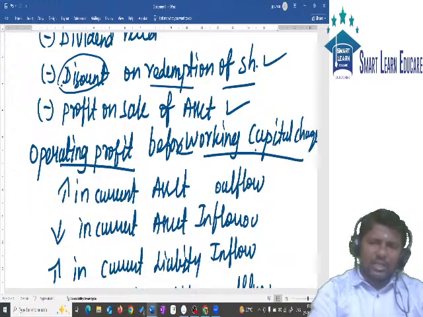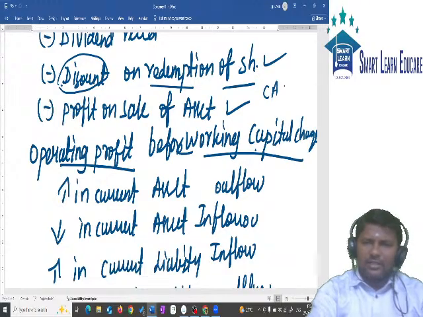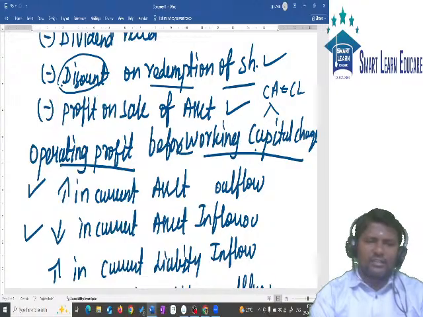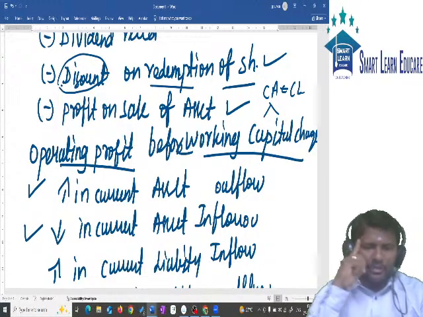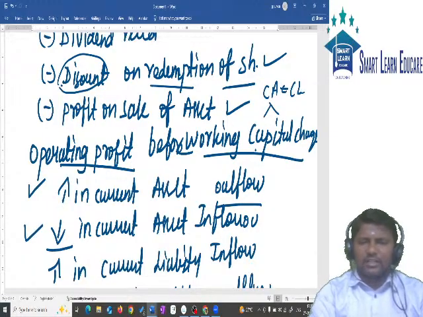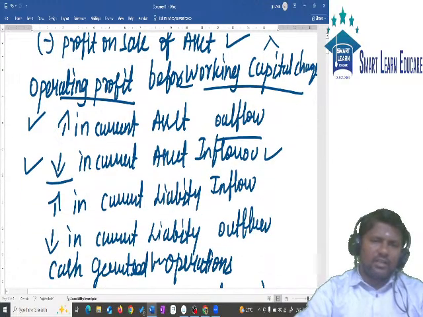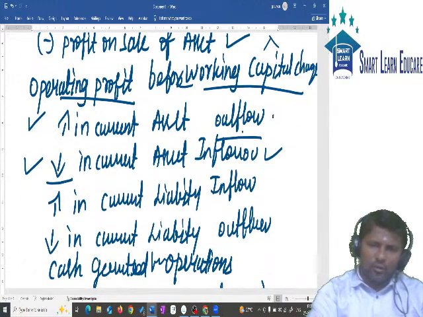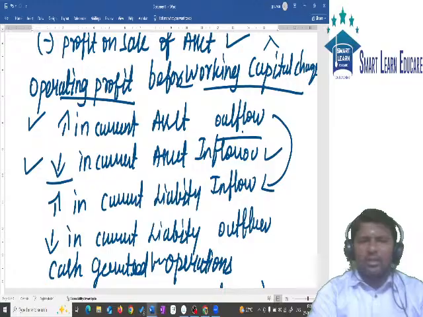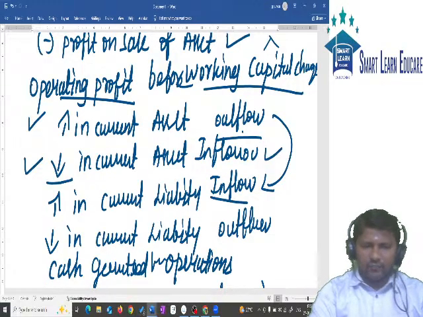What do you mean by working capital? Basically, working capital is the difference between current assets and current liabilities. In current assets, two things can happen. Either the current asset can increase or it can decrease. One thing you remember: increase in current asset is an outflow, and decrease in current asset is an inflow. For current liabilities it is the opposite. Increase in current liability is an inflow, and decrease in current liability is an outflow.